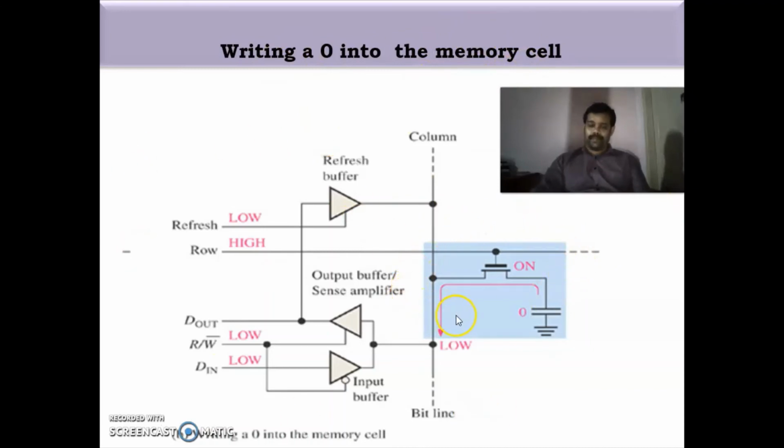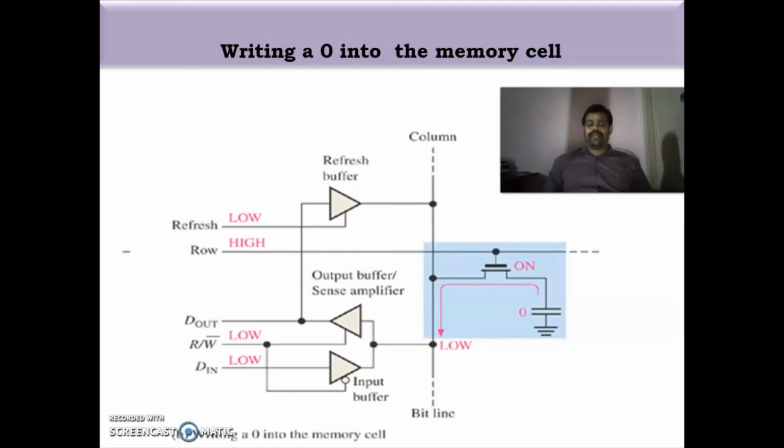This is the dynamic RAM cell. It has a MOSFET and a capacitor. To this, we have three buffers: one is the refresh buffer, another is the output buffer, and another is the input buffer. Of these three buffers, the input buffer is an inverter buffer, and the refresh buffer and the output buffer are normal buffers. So we have three buffers: the refresh buffer, the input buffer and the output buffer.